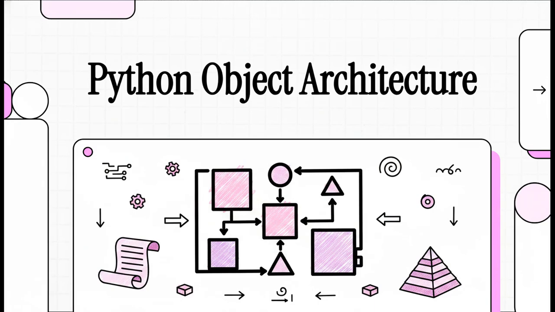Welcome to this explainer. Today we're unpacking a source document that takes a genuinely radical approach to structure. We're looking at the architecture of Python objects. Now, a title like that usually implies massive blueprints, endless hierarchies, and incredibly dense structural diagrams, right? You'd expect to be totally overwhelmed.